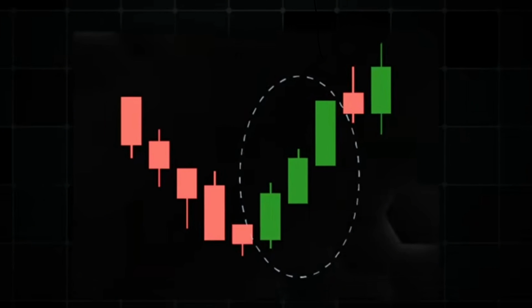Then we have the 3 advancing white soldiers. This is 3 consecutive long green candlesticks, each starting in the previous candlestick and finishing higher than the previous.